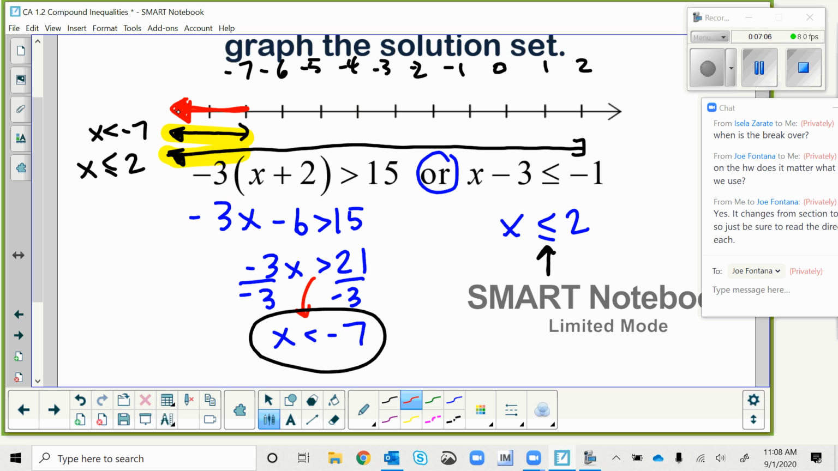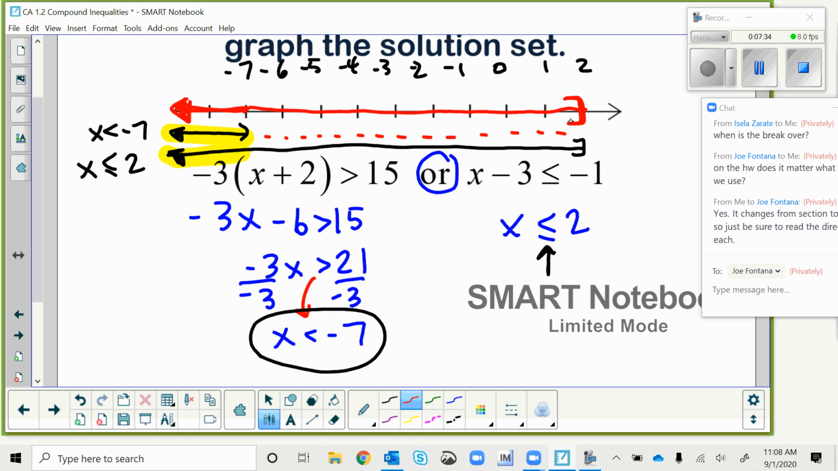So any number on this side satisfies x less than or equal to 2. So it has to be part of my answer solution. So all of this gets shaded all the way up to 2, the bracket. That thing that I just put in red on the number line, that's my answer.